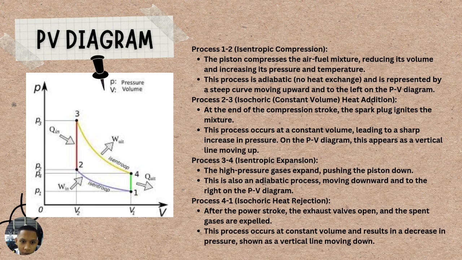Process 2 to 3 is isochoric, that is constant volume heat addition. At this time, at the end of the compression stroke, the spark plug ignites the mixture, leading to a sharp increase in pressure on the PV diagram here, because of the added heat from the spark igniting the mixture.